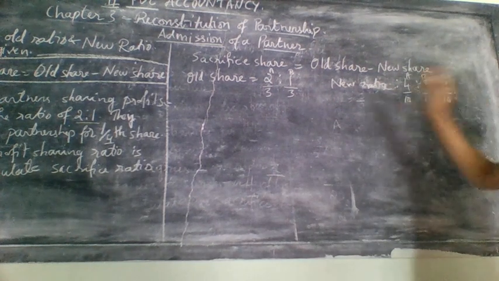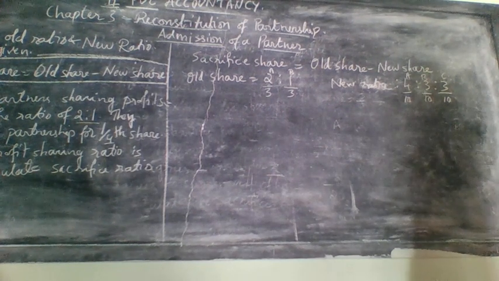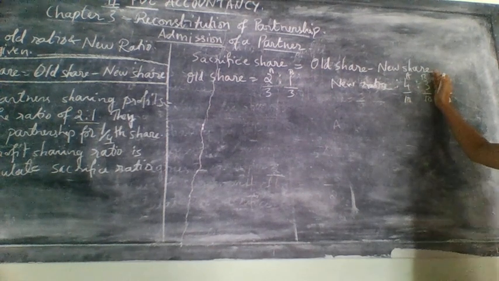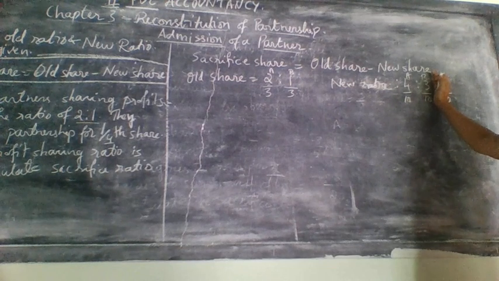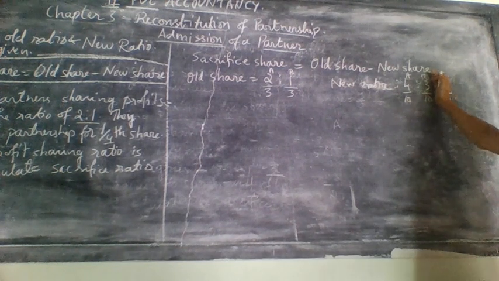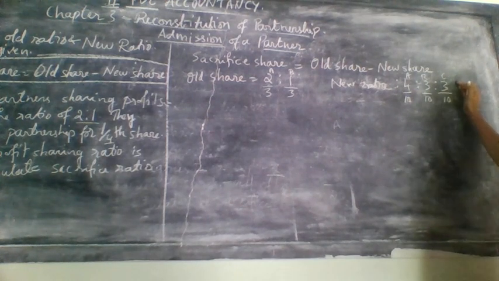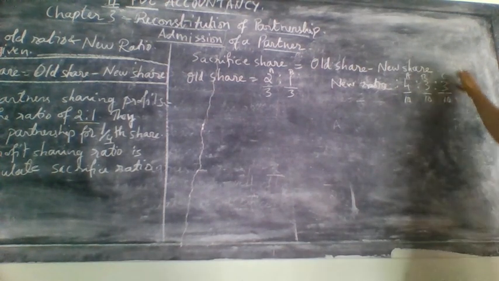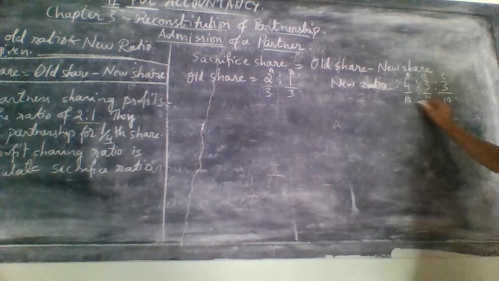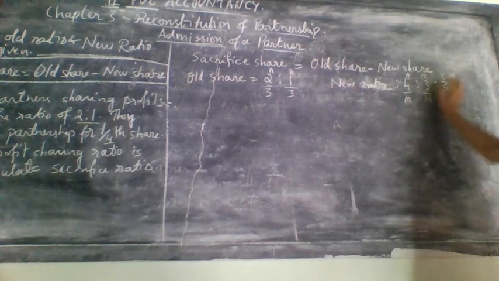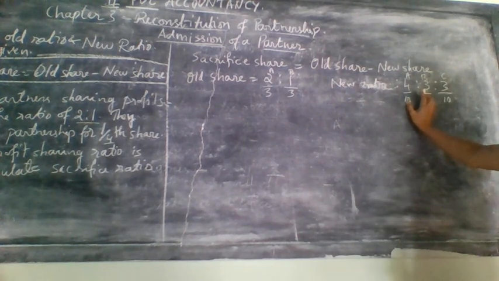While calculating the sacrifice ratio, remember students, we need to calculate only for old partners and not for the new partner. You know very well, because old partners only will sacrifice towards whom? The new partner. That's why we should not take the new partner, but only to write the proportion we need his share. Later we don't need him, and we calculate the sacrifice ratio only for old partners.